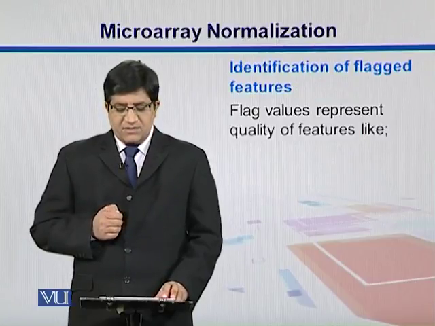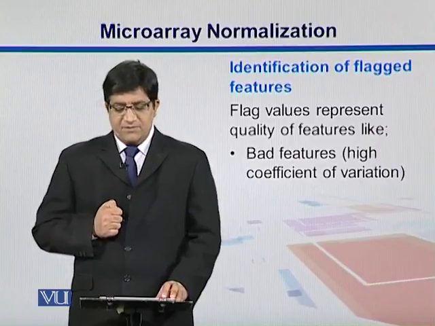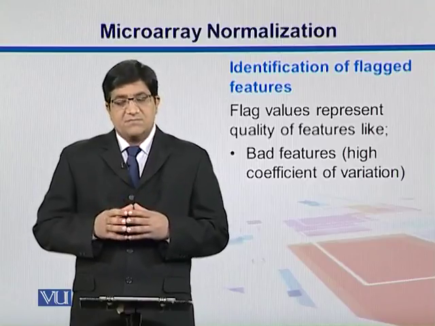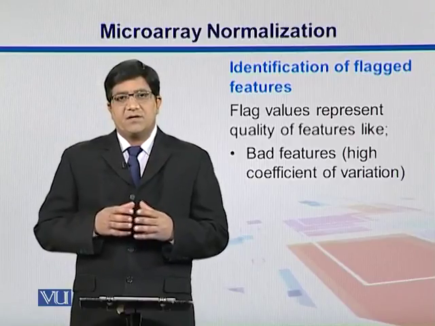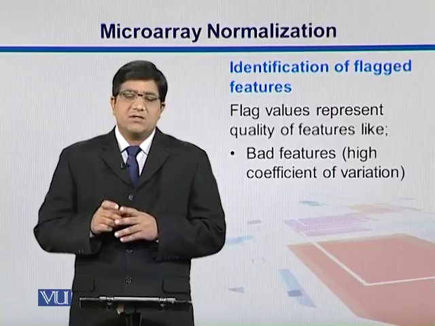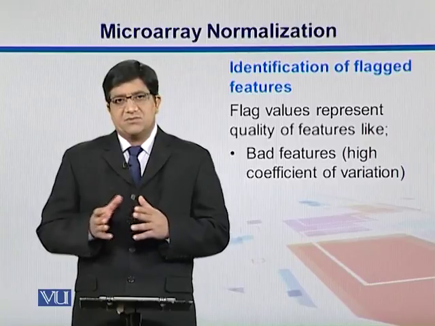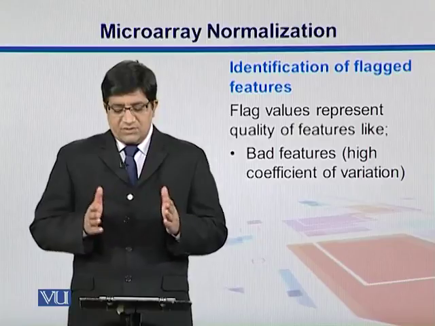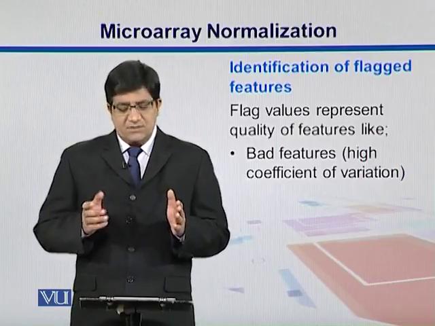Flag values are actually quality features. For example, we can have some bad features where we have a high coefficient of variation. Within each feature, we have a large number of probes, and those probes are attached to our target RNA, so we are getting a distribution. Then we need to compare across different spots. In this way we can have a measure of coefficient of variation, that is the CV.